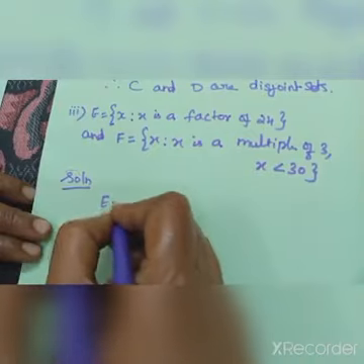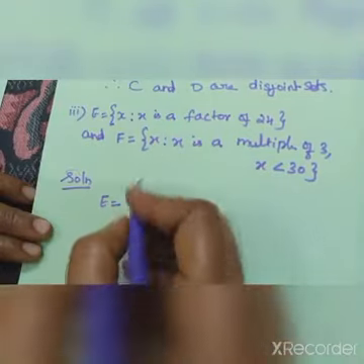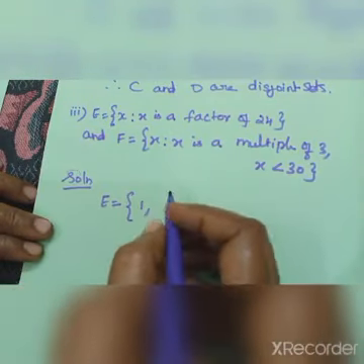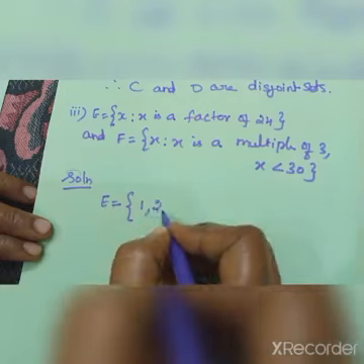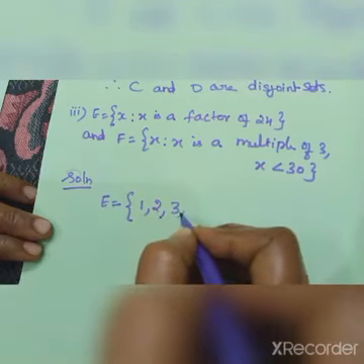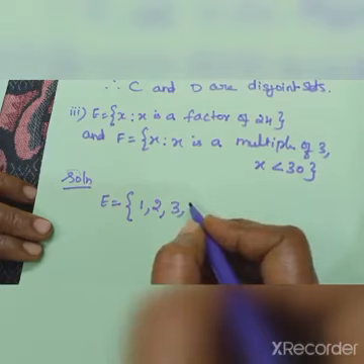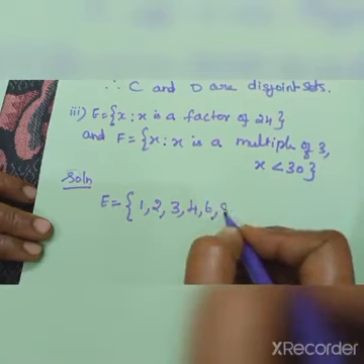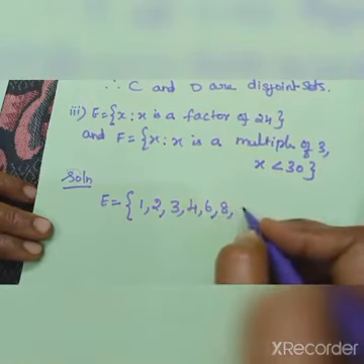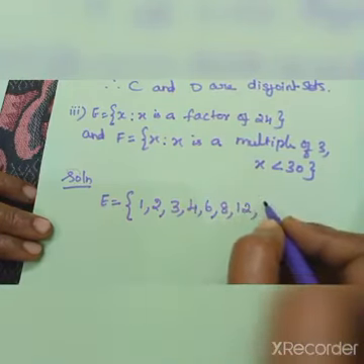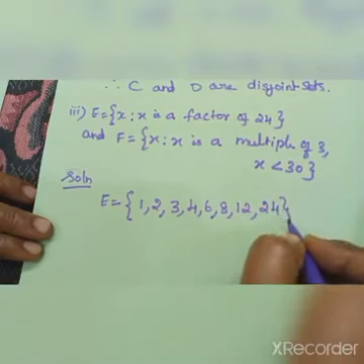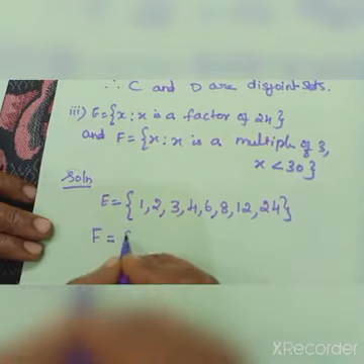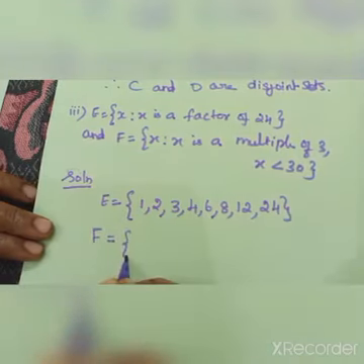E is equal to factors of 24. What are the factors of 24? 1, 24 is divisible by 1 and 2. 3 8s are 24, no? So 3, 4 6s are 24. 4, after 6. Then 8 3s are 24, no? 8. Then 12 2s are 24 and 24 also. Okay.